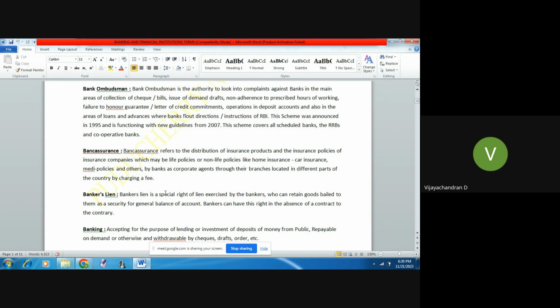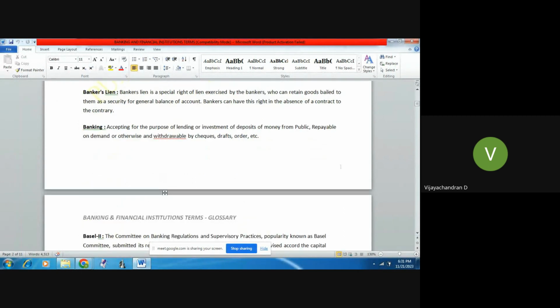It is a special right exercised by the banker. If you are not able to pay your debt, if you are not able to repay your loan within the stipulated period, yes, they have the full right. They will exercise the power of banker's lien. So what is banker's lien? Again, I am saying it is the right of retaining the security. If you give any security, it will be retained by the bank. That is known as banker's lien.